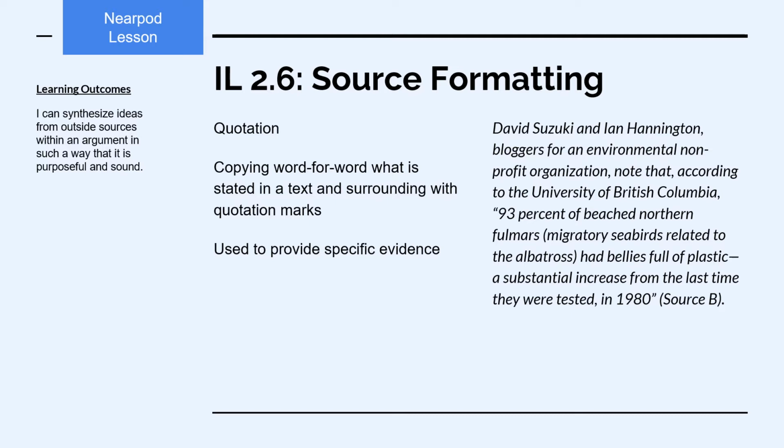The example here: David Suzuki and Ian Hannington, bloggers for an environmental nonprofit organization, note that, according to the University of British Columbia, quote, "93% of beached northern fulmars, which are migratory seabirds related to the albatross, had bellies full of plastic, a substantial increase from the last time they were tested in 1980." And again, that's from source B. This is a direct quotation for obvious reasons. I've pulled the words and phrases directly out of the text, surrounded them with quotation marks, and this is a much more specific piece of evidence that I could use to actually further my argument.